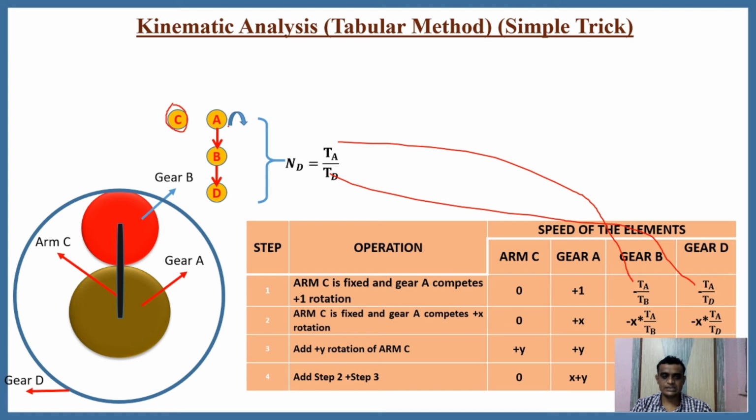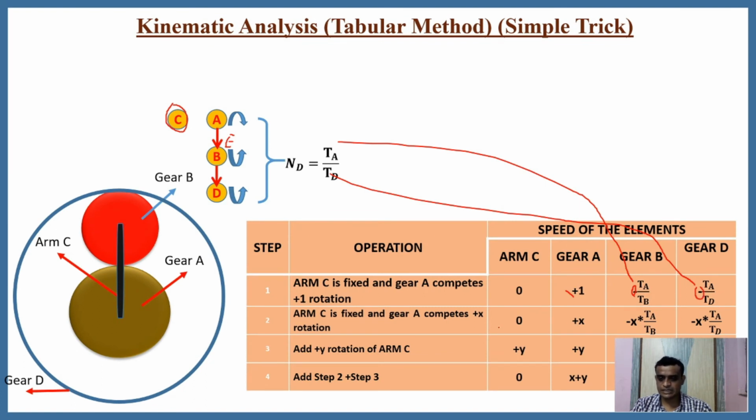Gear A completes plus 1 rotation, that's why its sign is positive. Gear A and gear B are in external meshing. For external meshing, both the gears rotate in the opposite direction. That means gear B will rotate in the anti-clockwise direction. That's why it has a minus sign. Again, B and D are in internal meshing. That means gear D rotates in the same direction as gear B. Both the gears rotate in the same direction, so it has the negative sign.